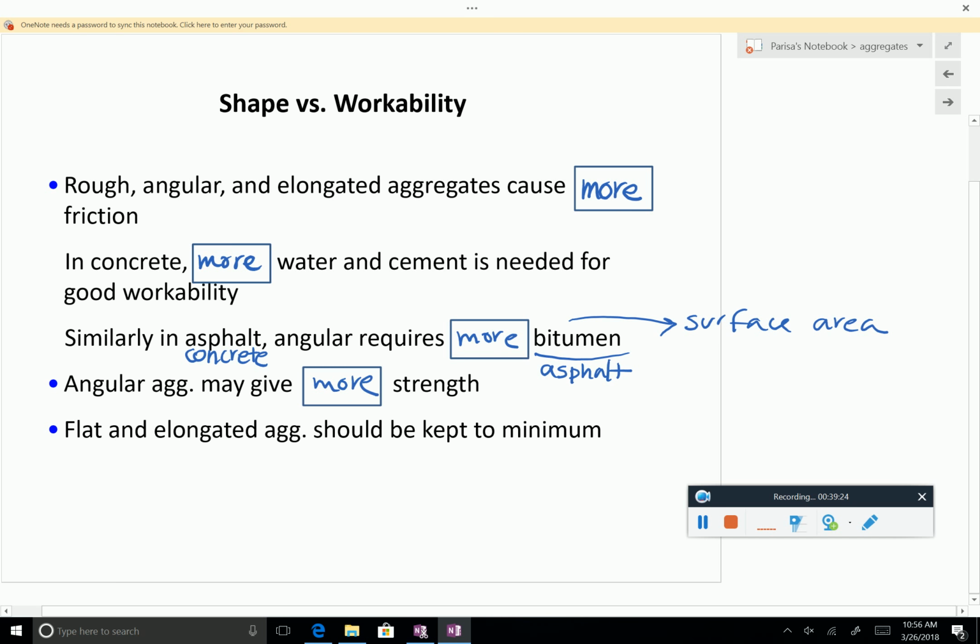And flat and elongated aggregates should be kept to a minimum. Try to reason for yourself why, based on what we said. They easily break, and they're hard to compact. We are coming back to these concepts a few times later.